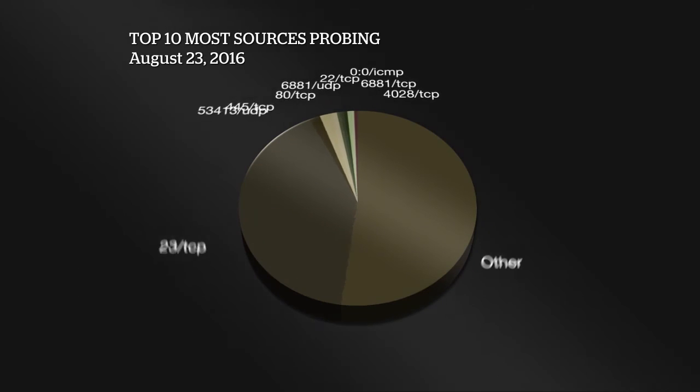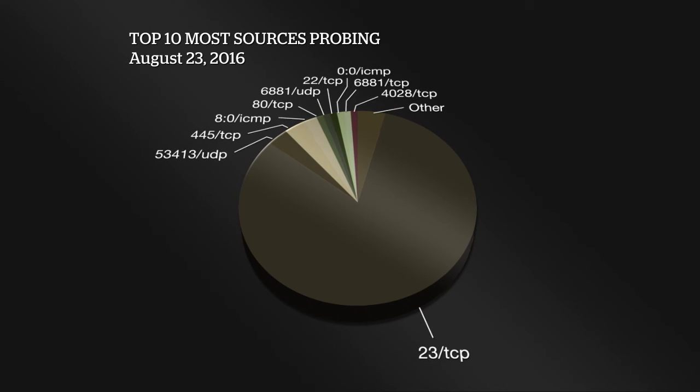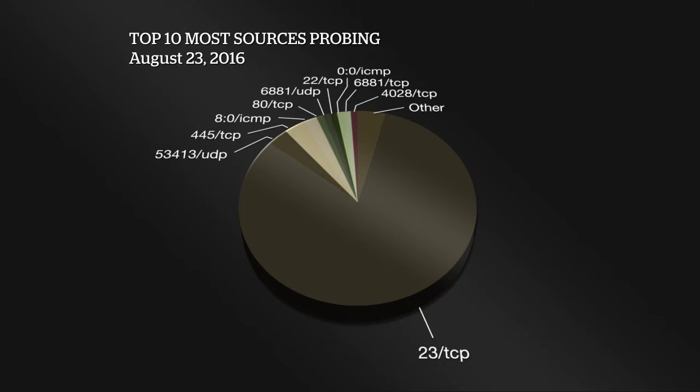Again, top 10 most sources probing, that 23 is still Pac-Man shaped, and we don't see that much change in the ranking for this week. The biggest jump was port 22 TCP, which is SSH, actually down at number 7, which I would not have expected. That's still a pretty high value port. And then 4028, which we saw, I believe, last week, is down 3 as well. Usual suspects: 53413, 445, port 80, 6881 TCP and UDP, which I think we said last week are probably related to BitTorrent. And that's most everything.